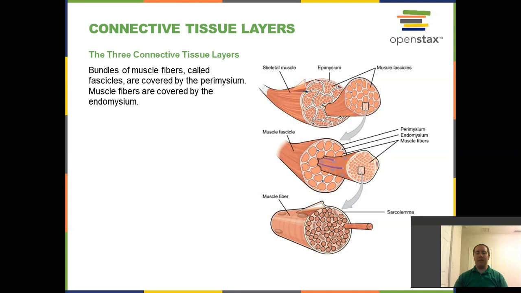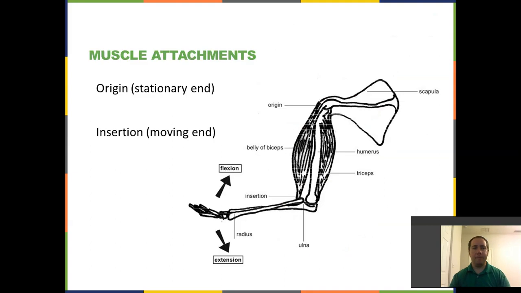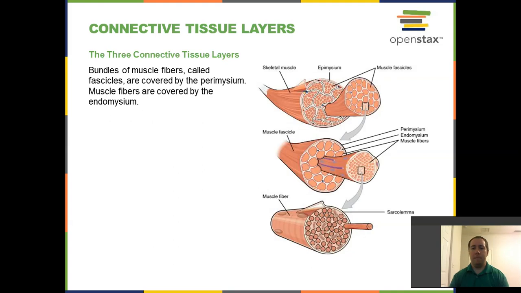So the epimysium wraps around a muscle, the perimysium wraps around a fascicle, and the endomysium wraps around a single muscle fiber. And so that muscle fiber itself has the sarcolemma or the plasma membrane around it, but then there's another layer around that, which is the endomysium. So the endomysium is on the outside of the cell, and then inside of that is the sarcolemma or the plasma membrane.